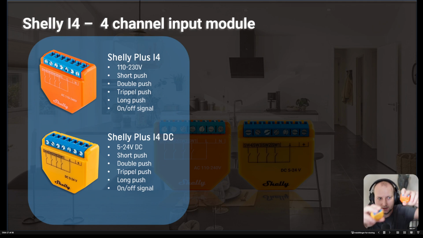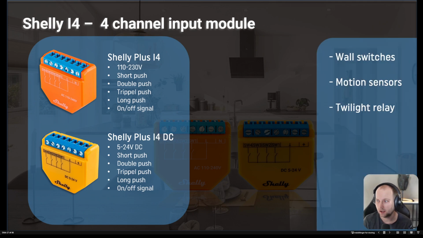There are 2 different devices, Shelly Plus i4 and Shelly Plus i4 DC. The Shelly Plus i4 is meant for mains voltage, 110 to 240 volt, and the Plus i4 DC is meant for 5 to 24 volt DC voltage. Both of these devices have 4 inputs, therefore the naming i4, input 4. They can read different kinds of inputs, like wall switches, motion sensors, or twilight relays connected to these devices. So basically they can just see whether there is a signal coming in or not.